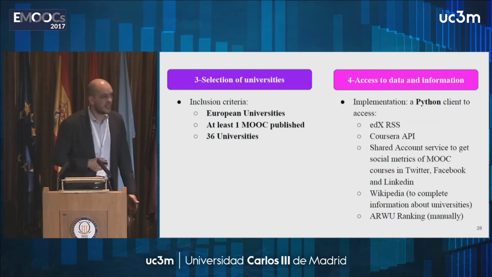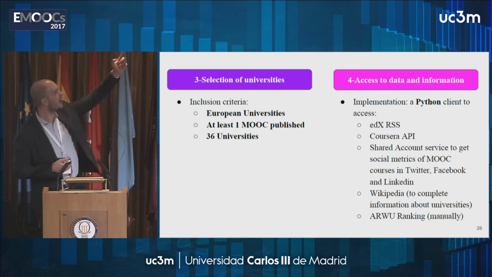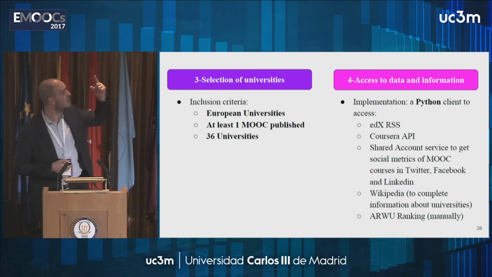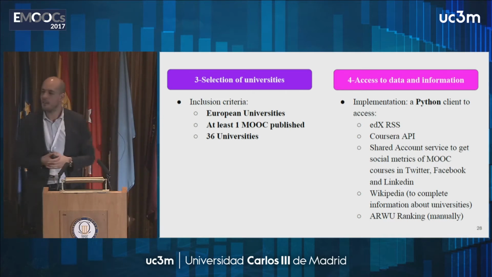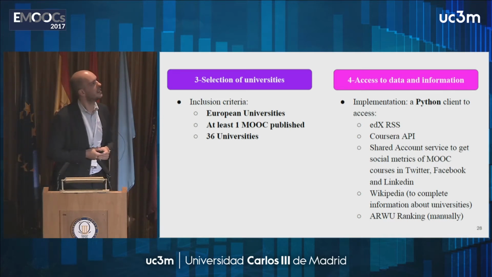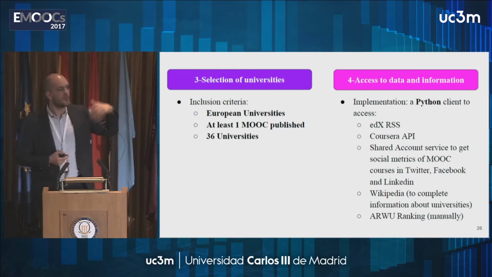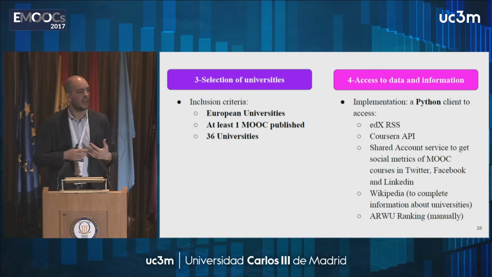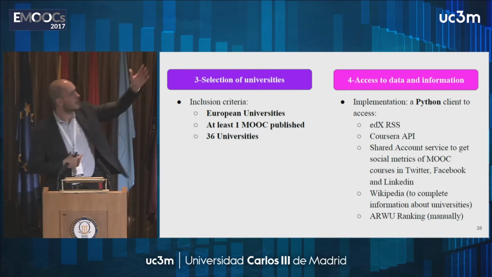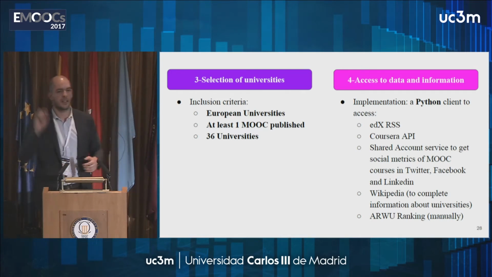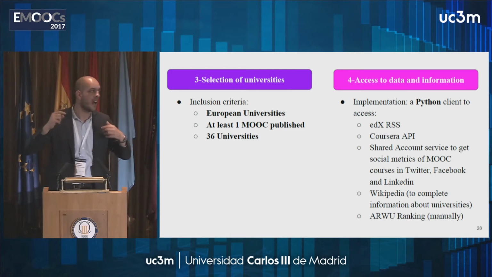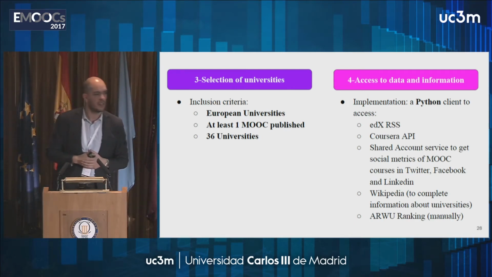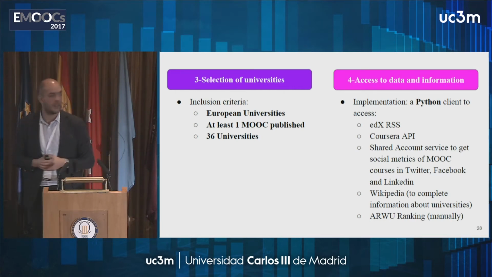Selection of universities, inclusion criteria, European universities that are somehow publishing at least one MOOC, and in total we have 36 universities. And we have automated somehow the process of getting the data and calculating the metrics with a Python client that gathers the data from the APIs. We are also using a service to calculate the number of social shares.